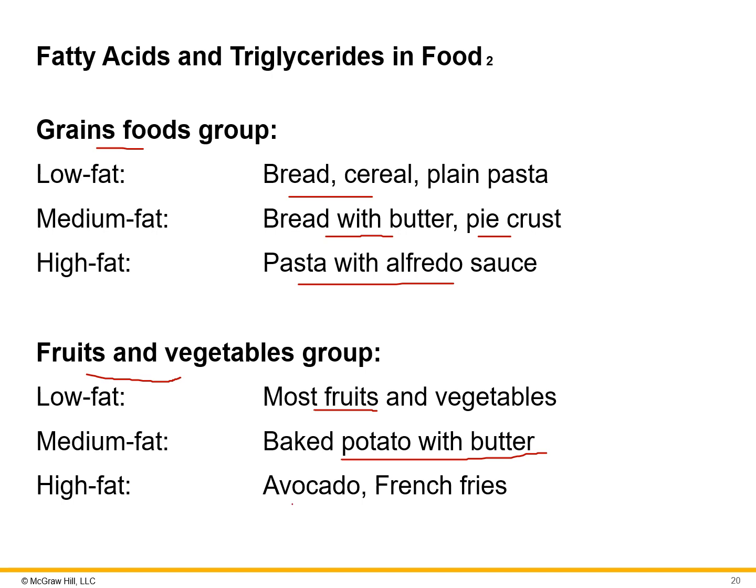Then high fat avocados, actually we'll talk a little bit more about them, but avocados have a larger amount of triglycerides in them, but they're a healthier kind of fat because they are unsaturated. But a not so healthy fat would be French fries, where we're deep frying and adding in all of that extra oil to those.